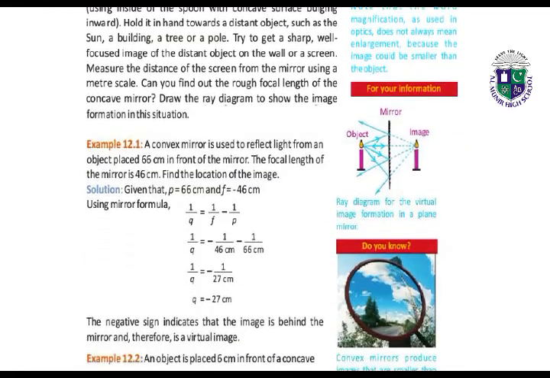So here also we have the ray diagram. Here we have the ray diagram. We have the mirror. Here we have the object. Here the image is formed.